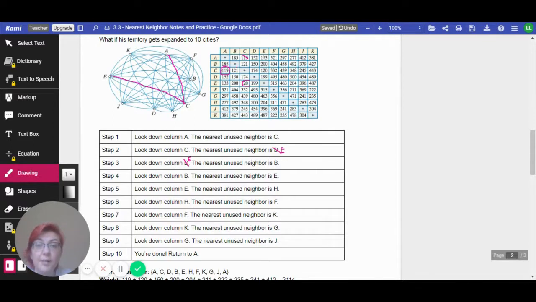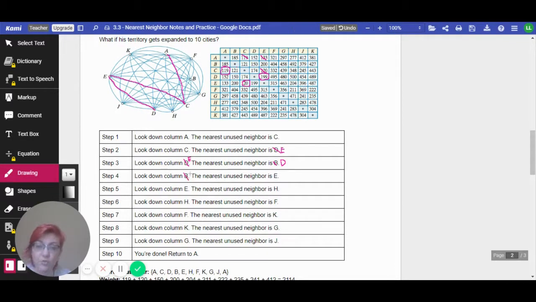I'm going to look down column E, but I'm going to cross out A because I cannot connect to A yet because I'm not done. And I'm going to cross out C because that's where I came from. Looking down, I've got 200, I've got 199. 199 it is. That is my nearest neighbor left from E, and that is D. So from E, I am going to be traveling down to D.